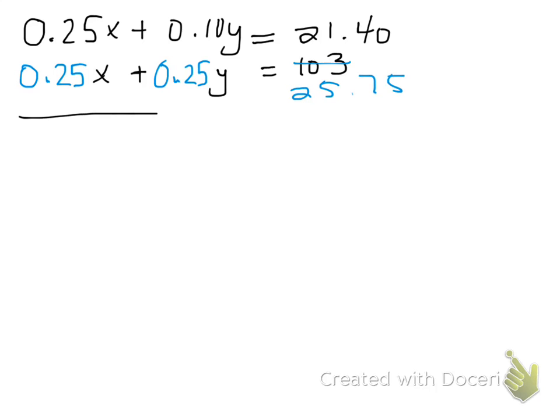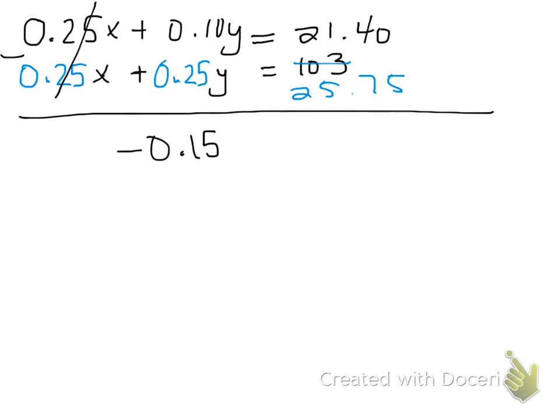And what this allows me to do is, if I was to subtract the two equations, another thing that I'm allowed to do, is going to eliminate the x term here. So now I just have to go with 0.1y, so in my calculator, 0.1 subtract 0.25. Here I have negative 0.15y, and that's equal to 2140 minus 2575, and that gives me negative 4.35.